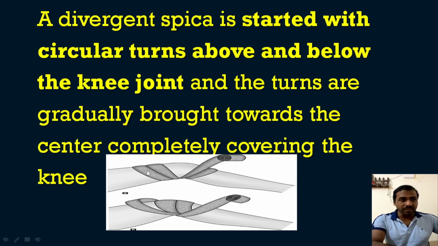In the picture you can see from above and below, from both sides it will start, and in the center it will come and join. Okay, it can be applied especially over the knee joints. So this is divergent spica and it is different from figure of 8. Through this question you have learned about reverse bandaging, spiral bandaging, reverse spiral bandaging, divergent spica and figure of 8.